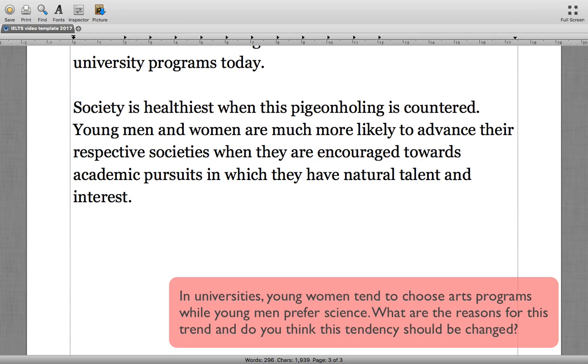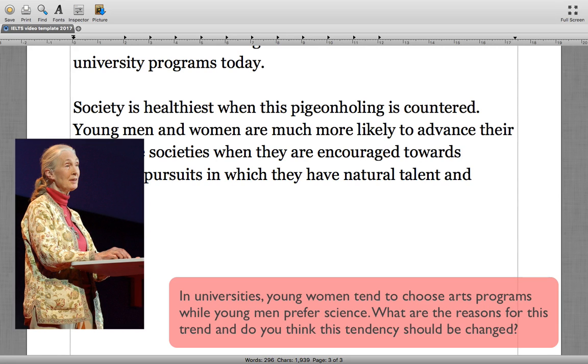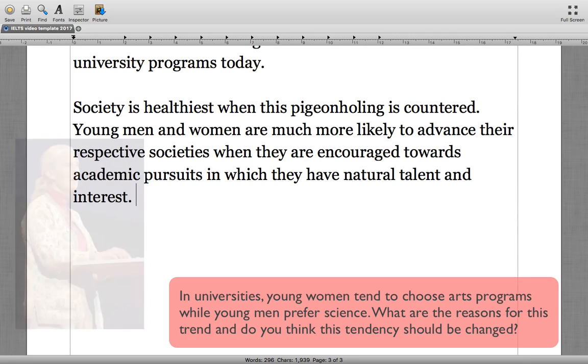So for example, Jane Goodall, the British scientist that did her work with, I think it was gorillas, or we'll say primates. I'm not exactly sure what she was doing, but we can make the argument that if she were pushed out of the scientific field, then all of her great research would not have existed. Okay, and she obviously had natural interest and talent in that, so that would not be a good thing, right? So let's make that our tangible example here.